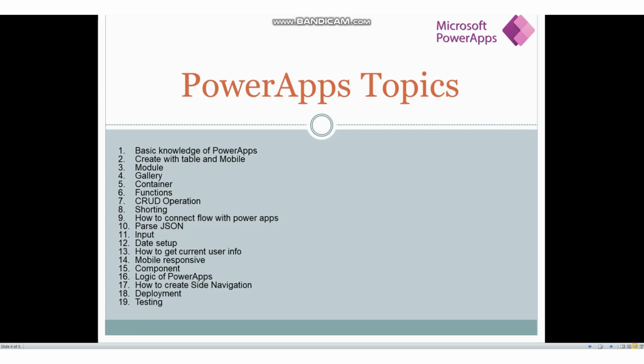Testing means there are some business scenarios we can achieve with testing, so we can also use testing. So these all are the 19 topics we can cover in our training session. Basically we can cover the Power Apps training, and we can go from beginner to advanced level.